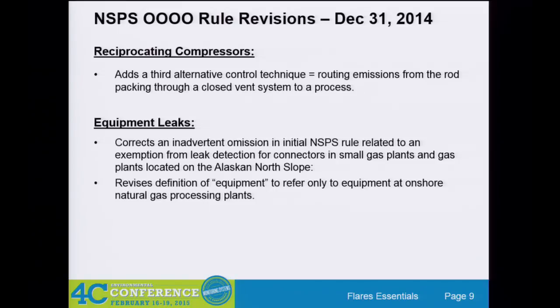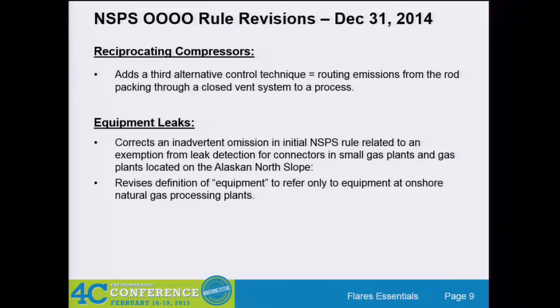Reciprocating compressors. I think a vast majority of the compressors in the field are reciprocating, and the control requirement is mainly rod packing replacements, maintenance. But they also said that if you do route your rod packing chamber to a control device, that's okay. So that wasn't in the rule, and there must be some folks out there that control their emissions that way, and the EPA says that's fine.